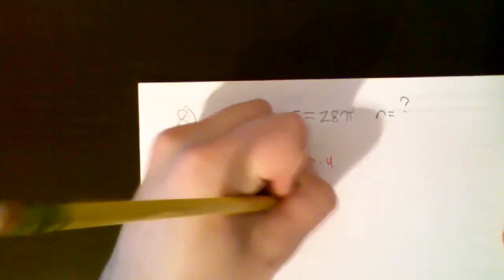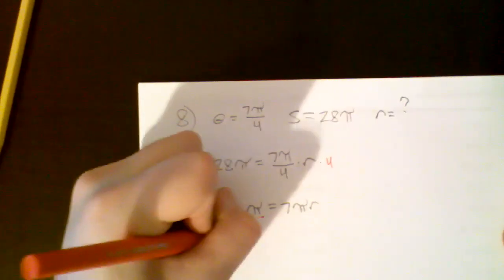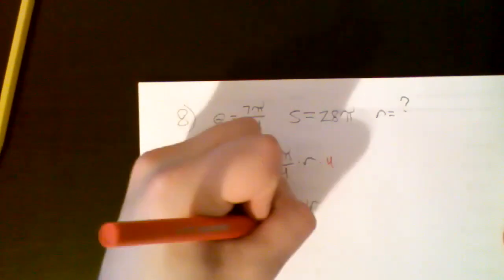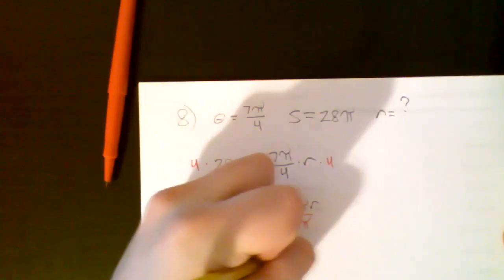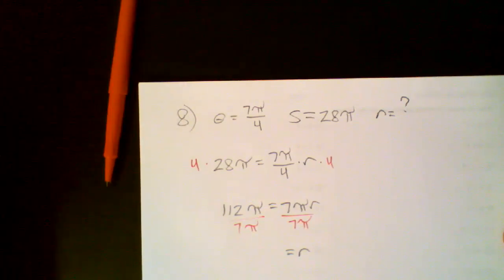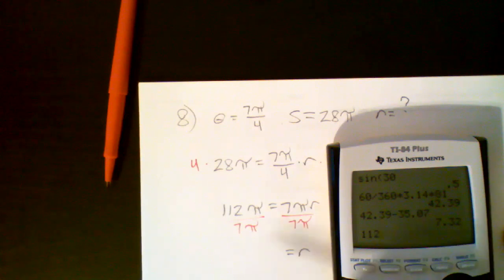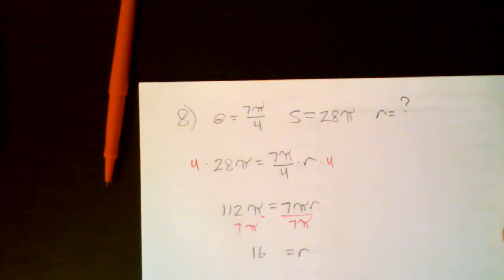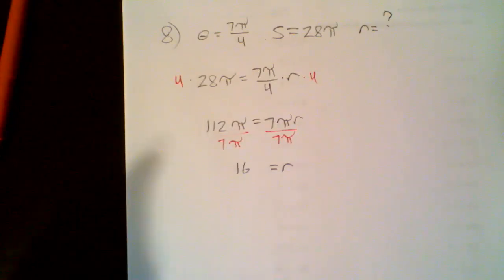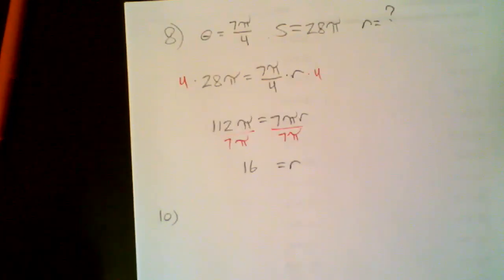equals 7 pi r. All right, divide both sides by 7 pi. Let's see, we're going to get r equals, I don't know what that one is. 112 divided by 7 is 16. So the radius here is 16. All right, number 8 is done. Let's look at number 10.